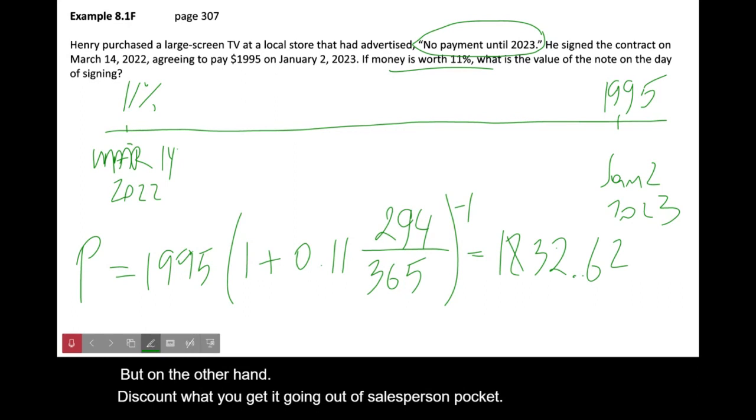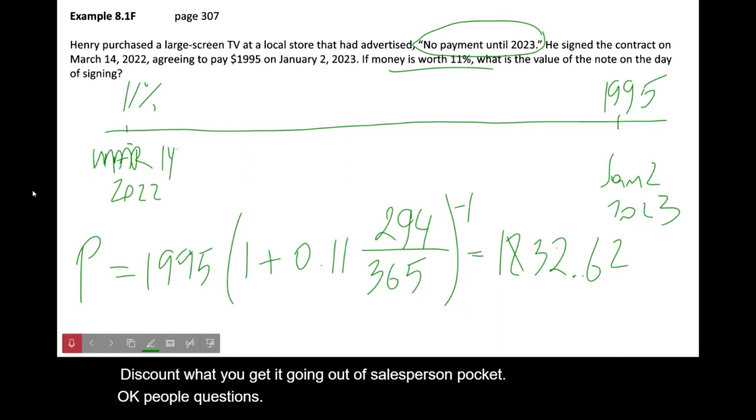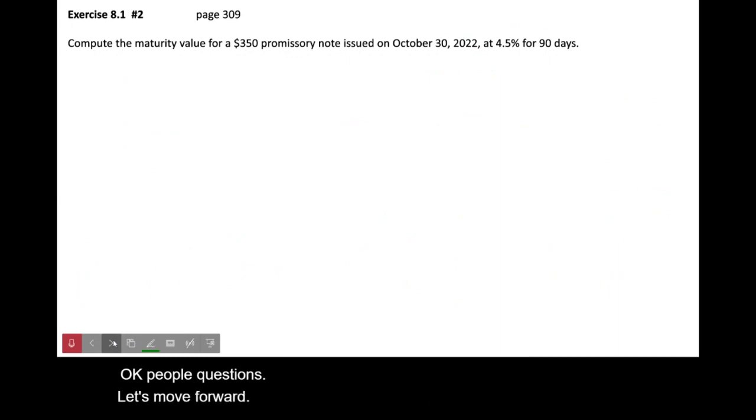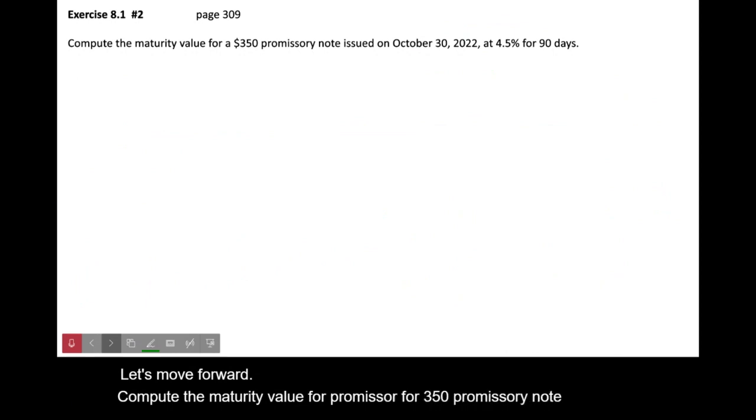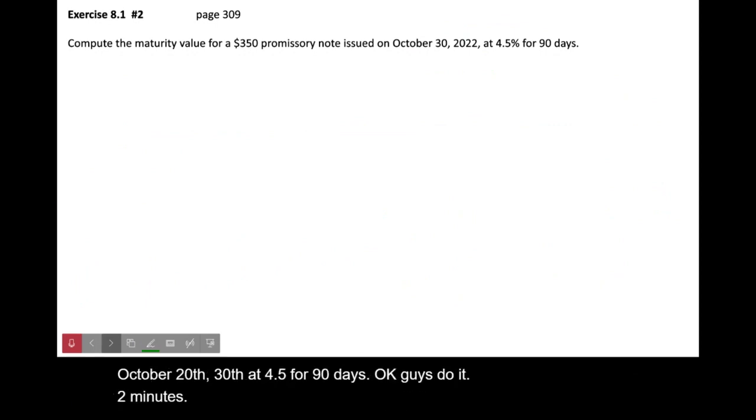Okay, people, questions? Let's move forward. Compute the maturity value for a promissory note for 350 issued on October 30th at 4.5% for 90 days. Okay, guys, do it. 2 minutes. Go ahead.